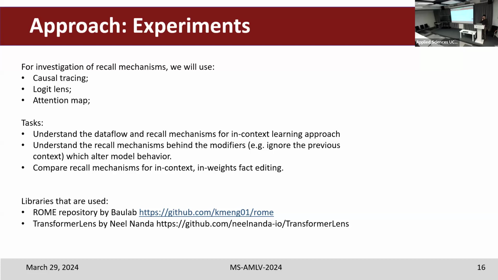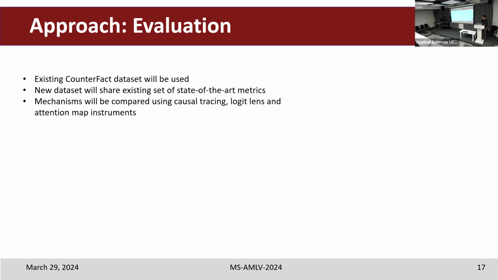For those, we will use next two libraries. This is a ROMI repository released by BioLab, and also Transformer Lens, which developed by Neil Nanda. And all those libraries, they have implemented those instruments. To evaluate our experiments, we will use the Counterfact dataset enriched with our examples, and use the set of the state of the art metrics that are used to evaluate other editing methods. And also, we will compare the results of causal tracing, logit lens, and attention map instruments for our experiments.